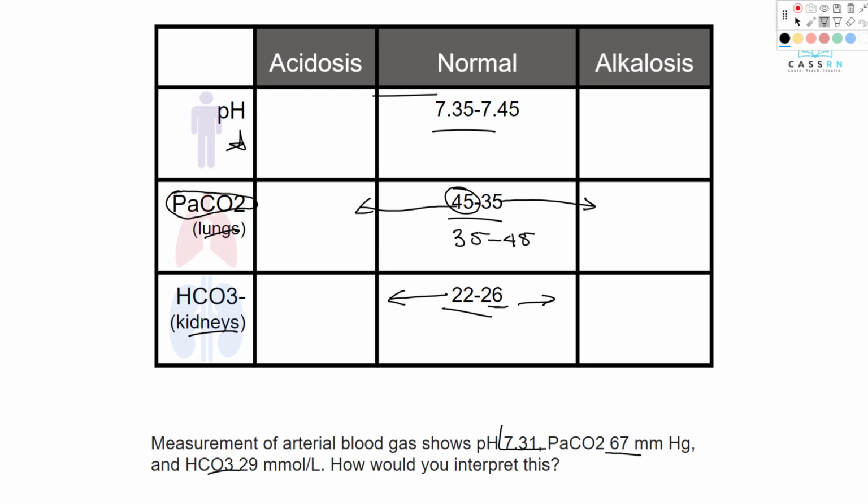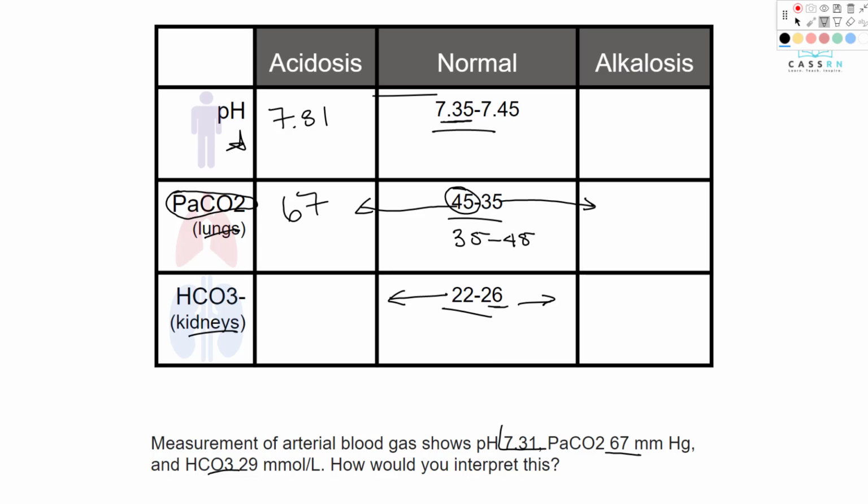So my pH is 7.31, which means that it's less than this number right here. It falls outside the range, and it's going to fall into the acid. So we're going to write 7.31 right there. Then we go over to the CO2, and it is 67. So we're looking at this again, and because this one is flipped, respiratory is opposite, and we're going to learn that in another technique here in just a second. This is 67.